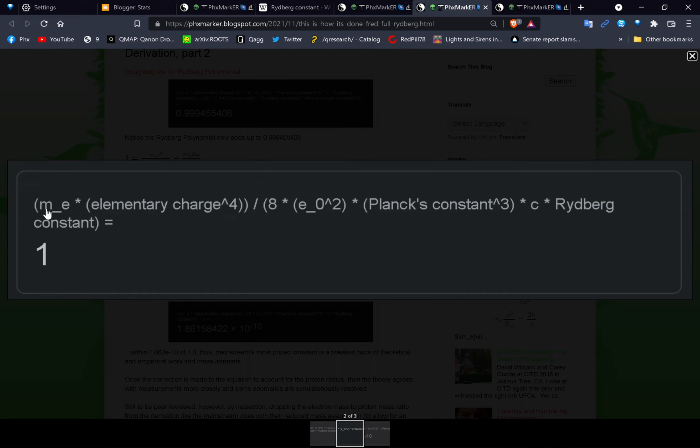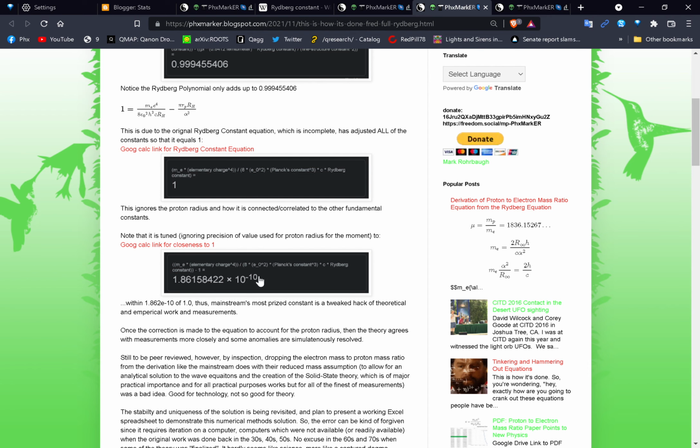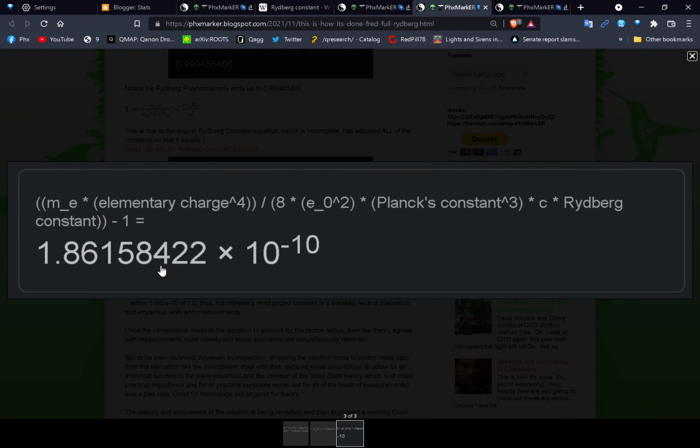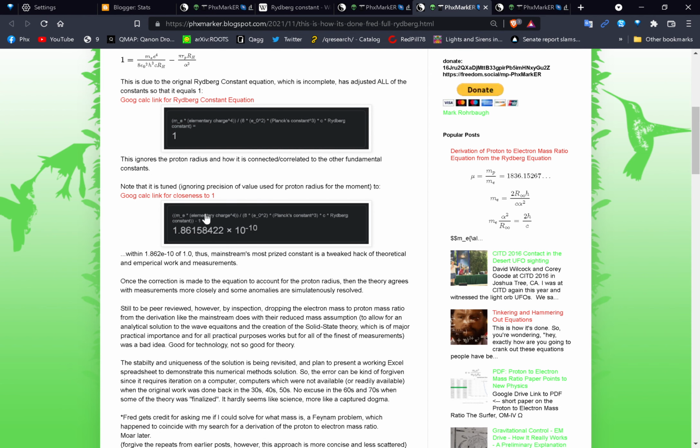So they have 1, 2, 3, 4, 5, 6 constants, it looks like. They're all magically, when you put them in there, they equal 1 to, and this is how close to 1 it is, almost 2 times 10 to the minus 10th. That's very close to 1, small error. And I'm pretty sure they tweak all these constants to make it balance with measurements so they get their 1.